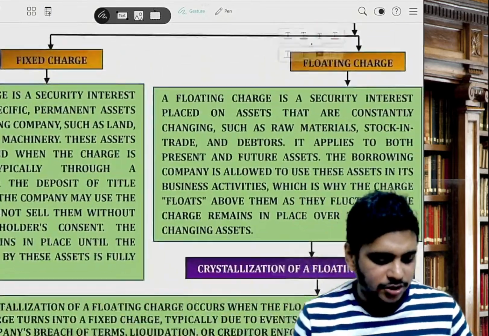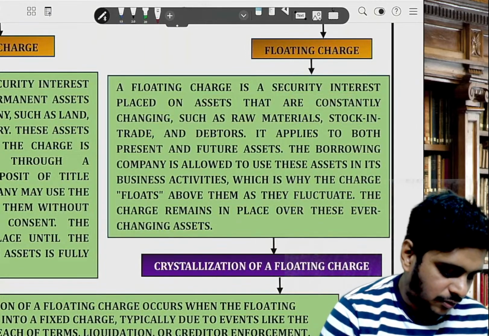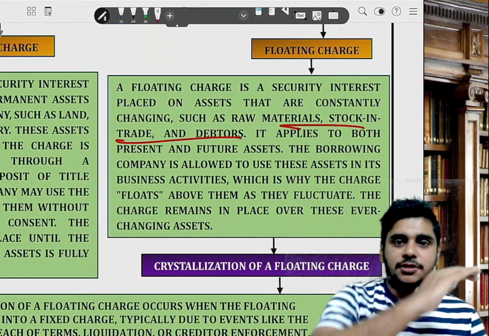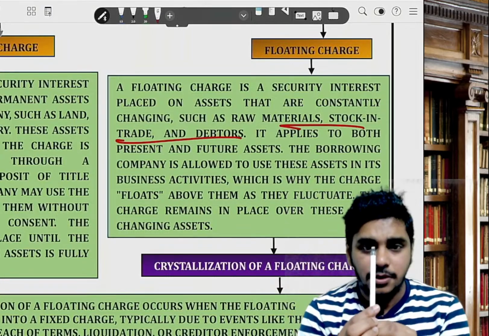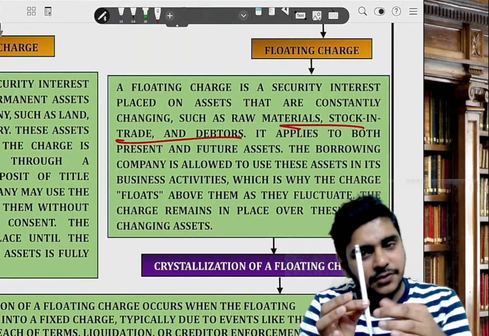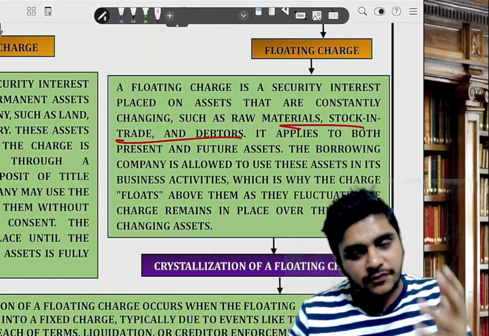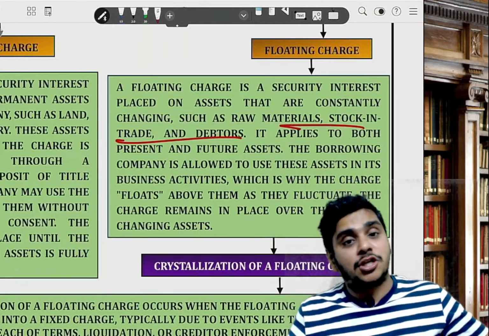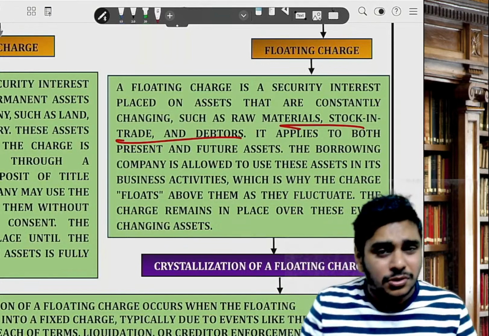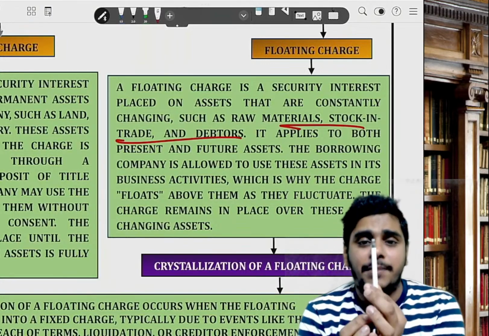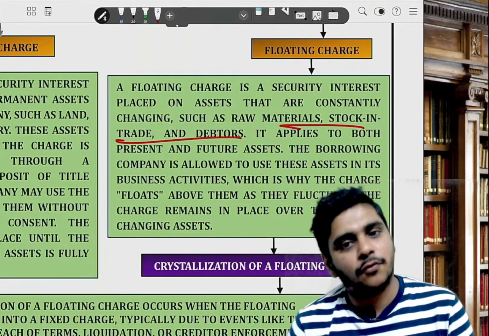Okay. Now, floating charge. Floating charge is basically created on raw material, stock in trade, debtors. An asset which keeps on changing, which keeps on floating. Now, imagine I have taken a loan on pencils. The pencils which are ready, I have taken a loan on that. Pencils which we have manufactured and kept ready to be sold, we have taken a loan on that. Pencils which are in the process of manufacturing, we have taken a loan on that. Pencils which we will manufacture in the next month, we have taken a loan on that. I have not taken a loan on one specific pencil. I have taken a loan on the entire pencil stock. Correct? It is called a floating charge.